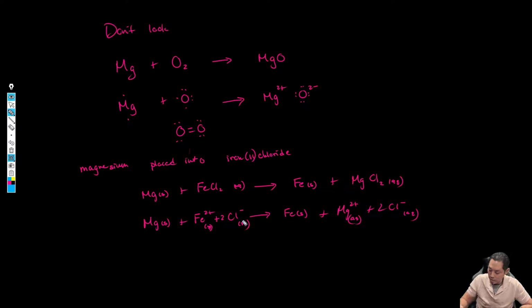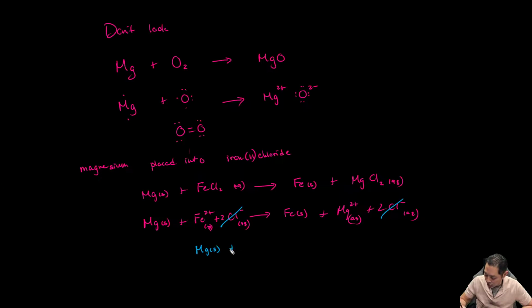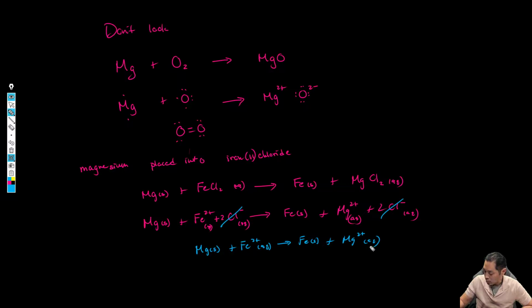So I'm going to use a different color. Since I have 2 here, 2 here, they knock it out. So my net is Mg solid plus Fe2+ aqueous yields Fe solid plus Mg2+ aqueous. So this is my net ionic equation for that one.